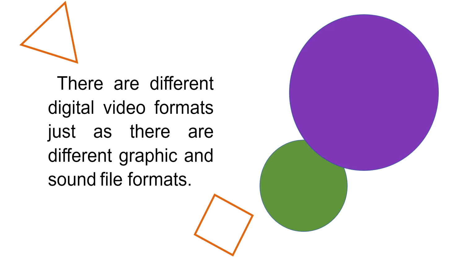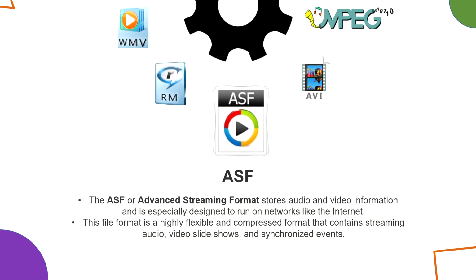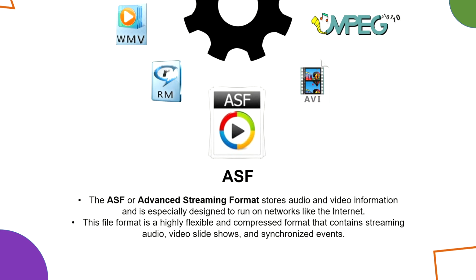Okay, so there are different digital video formats just as there are different graphic and sound file formats. Okay, so what are those? So we actually have 6. Okay, so for the first one we have ASF, which stands for Advanced Streaming Format. So this stores audio and video information and is especially designed to run on networks like the internet. So this file format is a highly flexible and compressed format that contains streaming audio, slideshows, and synchronized events.